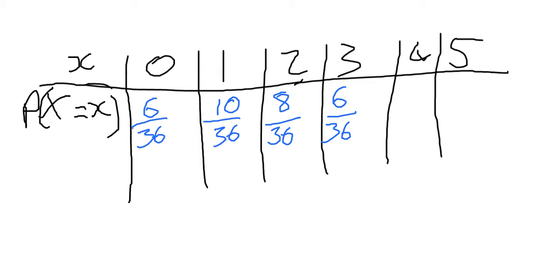4 has only 4 options. There's the 6 and the 2, the 5 and the 1, the 2 and the 6, the 1 and the 5. Right, so 4 out of 36. And finally, we only have 2 ways of making the 5, the 1 and a 6, or a 6 and a 1.